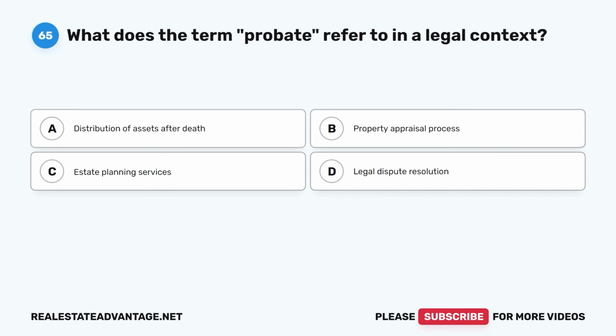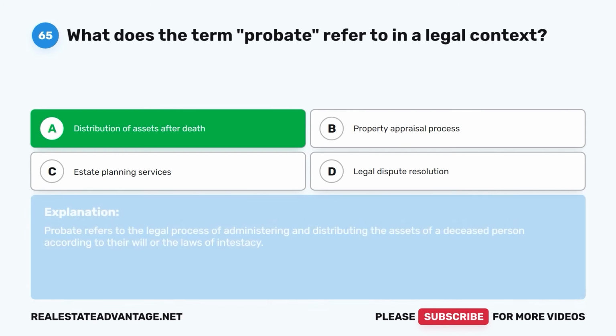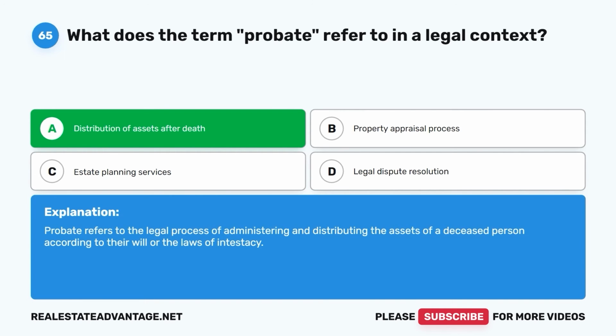Legal dispute resolution. The correct answer is A. Distribution of assets after death. Probate refers to the legal process of administering and distributing the assets of a deceased person according to their will or the laws of intestacy.